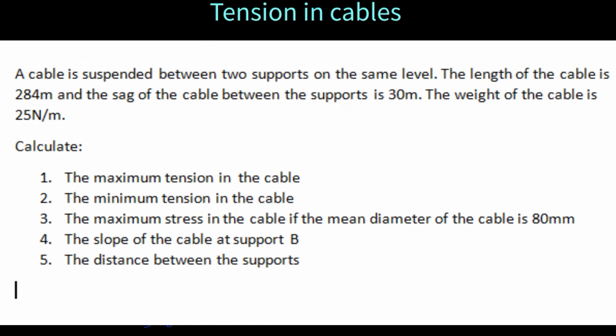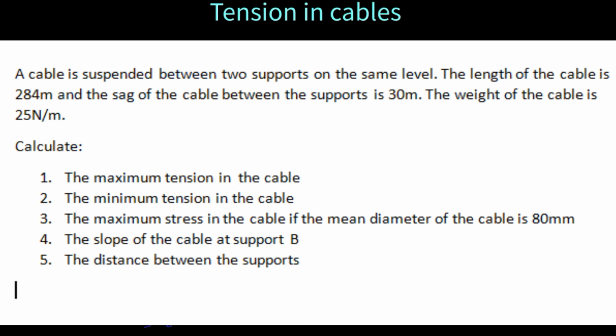This is the example that we are doing. I got it from my textbook, and it reads as follows. A cable is suspended between two supports on the same level. The length of the cable is 284 meters and the sag of the cable between the supports is 30 meters. The weight of the cable is 25 Newton per meter. That will be our small letter w.